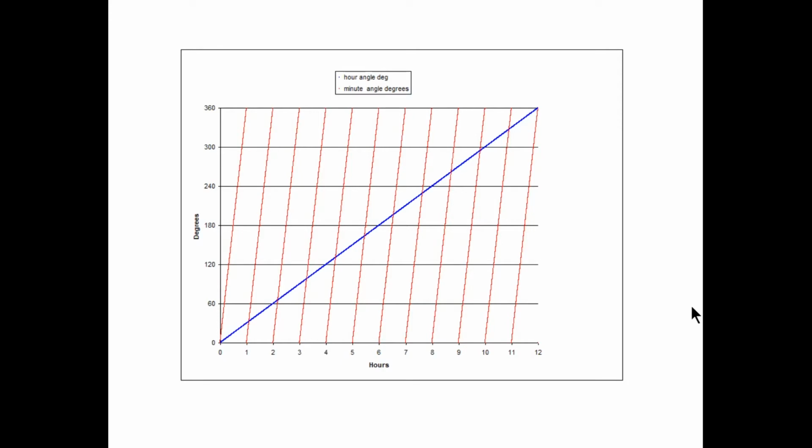So the first thing I had to do was remind myself of how we find when the hour hand and the minute hand occupy the same angle, the same place. The hour hand, in 12 hours, will go 360 degrees, so this is the hour hand going along here, the blue line, to 360 degrees. The minute hand is going much faster, 12 times faster.